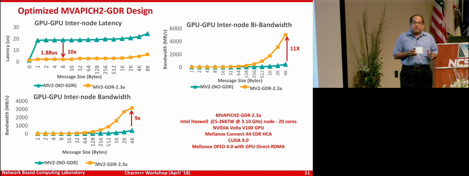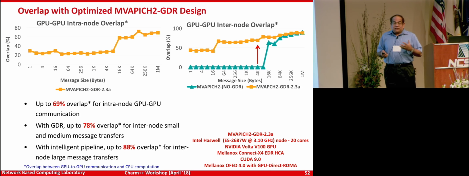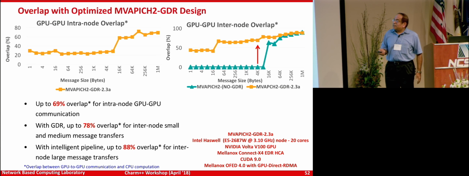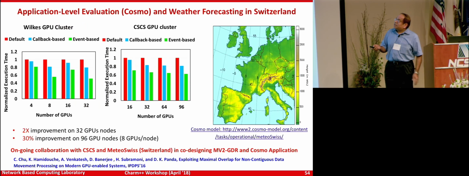This is not very easy. It took us a lot of time. But I can claim that if you go and look at any other MPI libraries in the world, nobody has these numbers. That leads to not only performance, but also a lot of overlap potential, depending on how you do the internal designs. Here I'm showing GPU intranode with about 69% overlap. In the GPU internode case, we get a similar kind of thing, around 78%. These are all public releases. You can do this, and you see significant benefits for an application like HumDBlue.